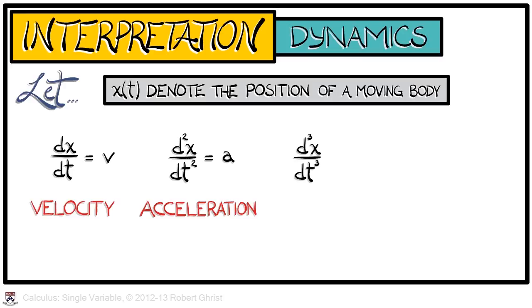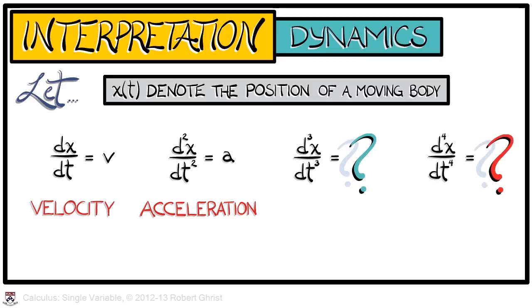What about the third derivative of position? What is that? What about the fourth derivative? And higher still, do these have physical meanings? Well, they certainly do. The third derivative is sometimes called jerk. The fourth derivative, depending on which side of the ocean you're on, is either called snap or jounce.